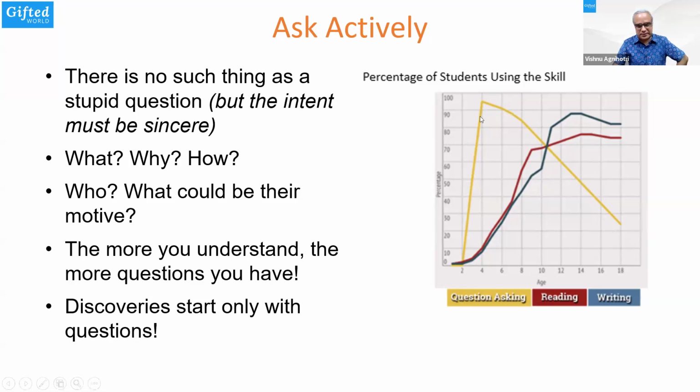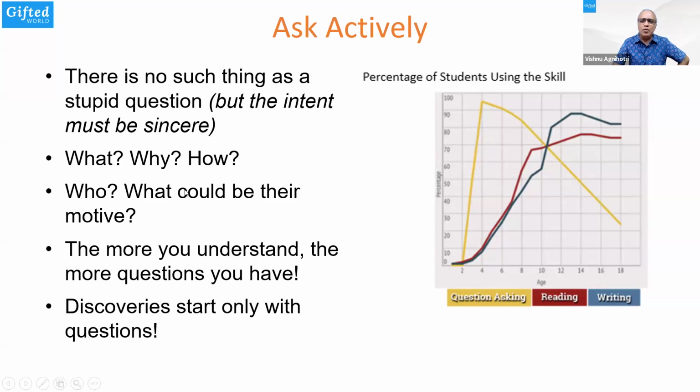So for some reason, maybe the culture doesn't permit it, maybe you are in too much of a hurry to crack the exam. So there is no such thing as a stupid question. You must ask questions, but the intent must be sincere. The question is not to appear smarter than the other, to avoid doing your work and say, why should I do this, or things like this. Why should I do this? Maybe a good question in certain contexts. Nothing wrong with that.